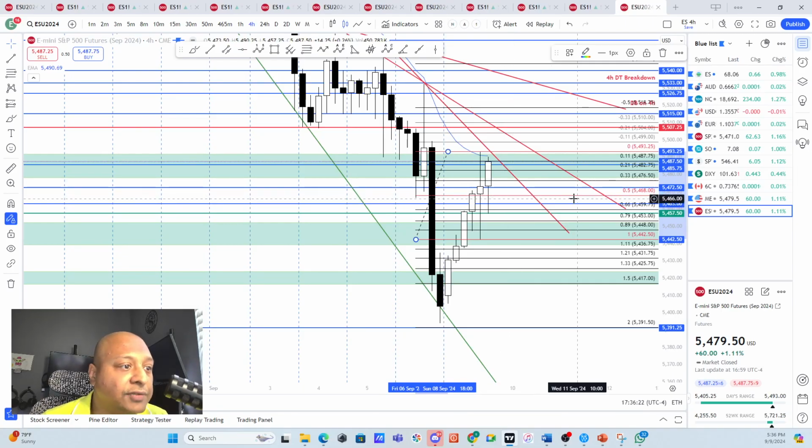Now, if we break down this 50% area and the open of the day, then we can come down to this 5459 area, which is the bottom 1/3. We had bounced from there earlier. Now we will have to see if we are holding up to this 5457 and we get a double bottom here, then we may try to reach the top once again.